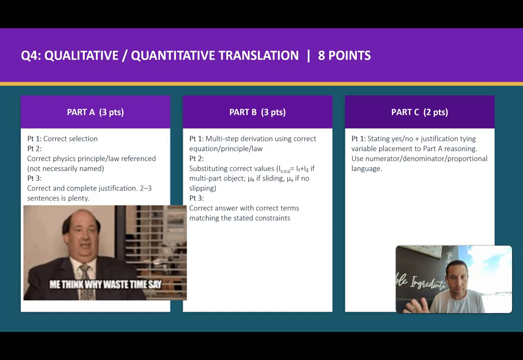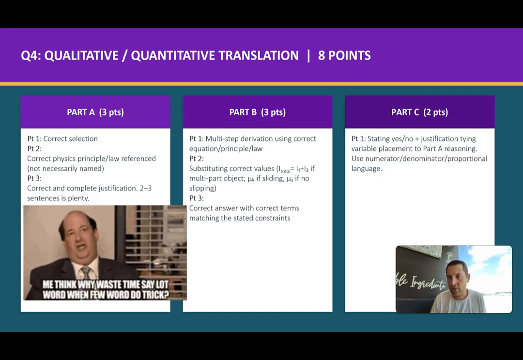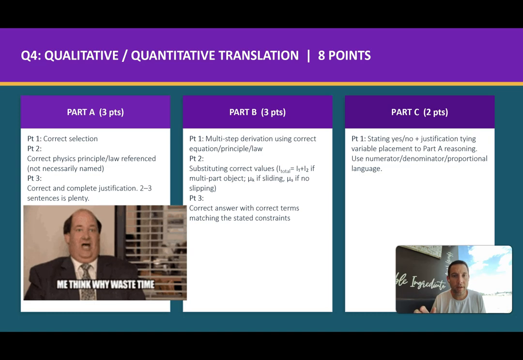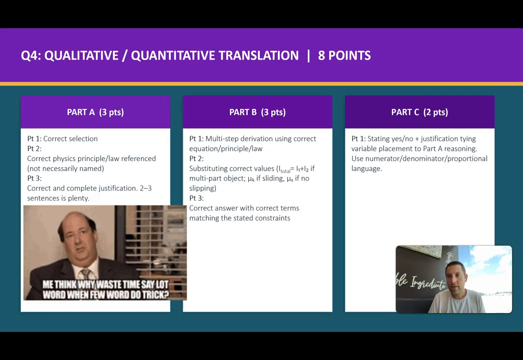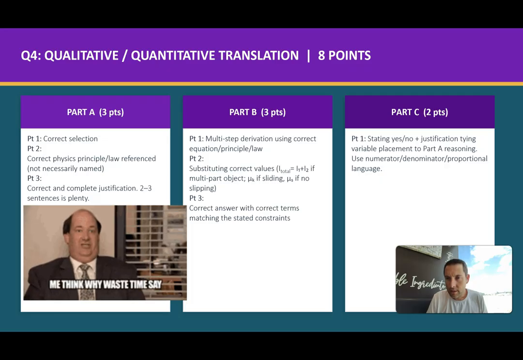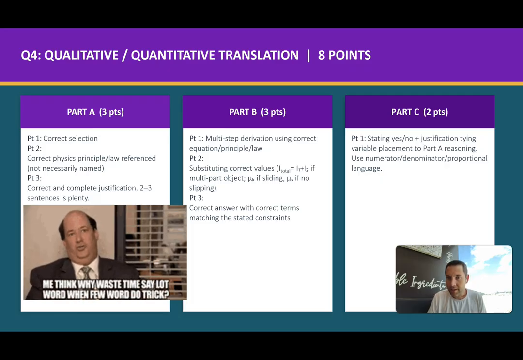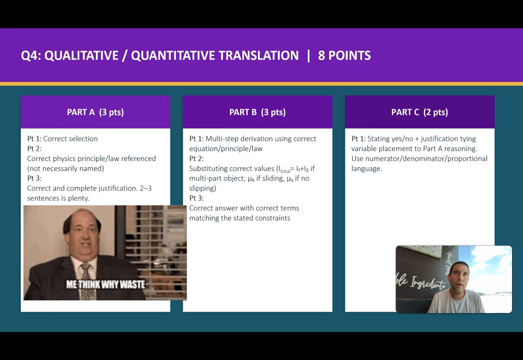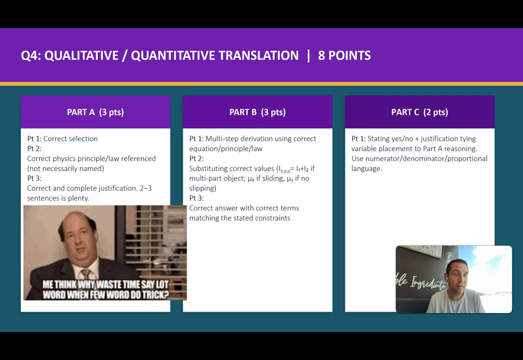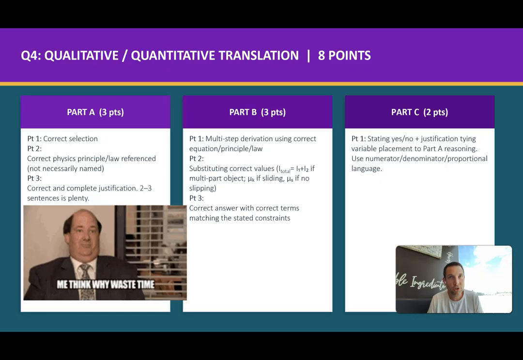Part C, saying yes or no. Part B matches with Part A, or answering the question, essentially. You should be justifying here. And when you are justifying, you want to use proportional language or mention where the variable is in the equation.